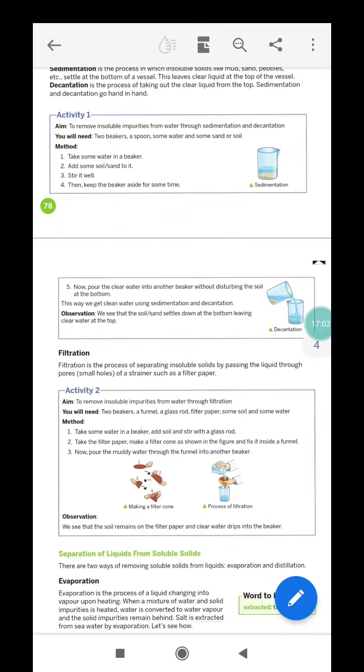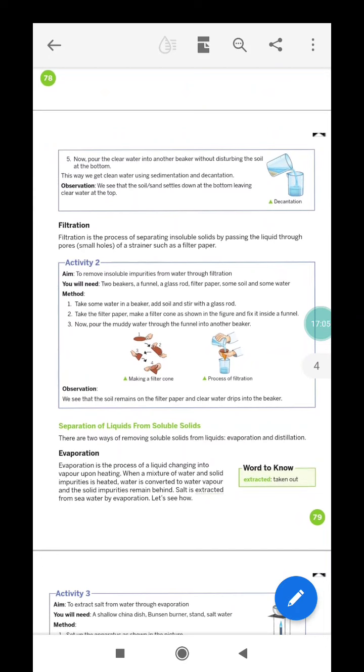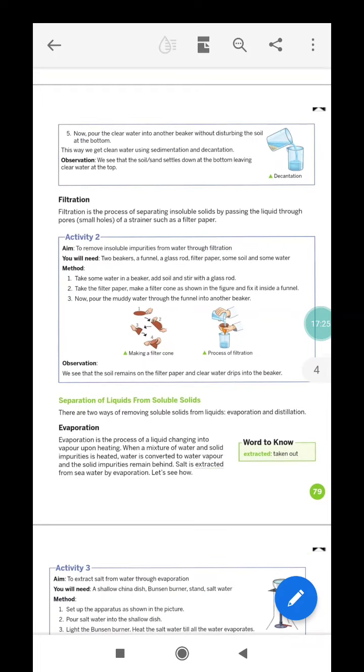Now for this also we have to do an activity, activity number 2. What is the aim of our activity? To remove insoluble impurities from water through filtration. Our aim is to remove insoluble impurities, which are not soluble in water, through filtration. For that we have to take 2 beakers, a funnel, a glass rod. Instead of a glass rod you may take a spoon also. Then filter paper, some soil and some water.